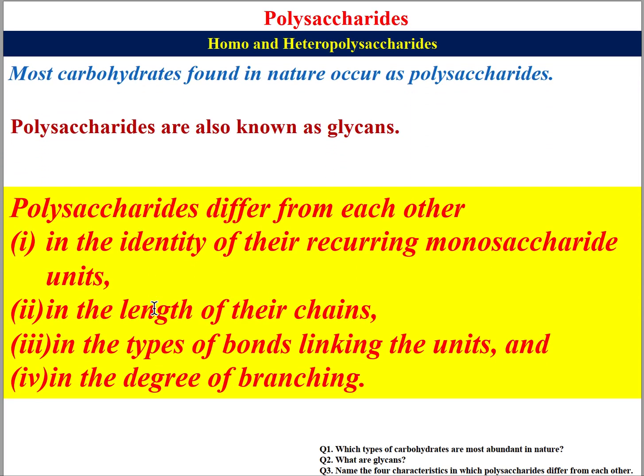Most carbohydrates found in nature occur as polysaccharides, and polysaccharides are also known as glycans. Polysaccharides differ from each other in the identity of their recurring monosaccharide units, in the length of their chains, in the type of bonds linking the units, and in the degree of branching.